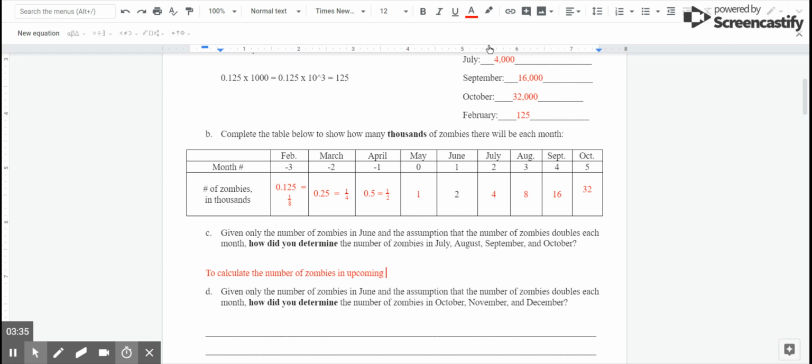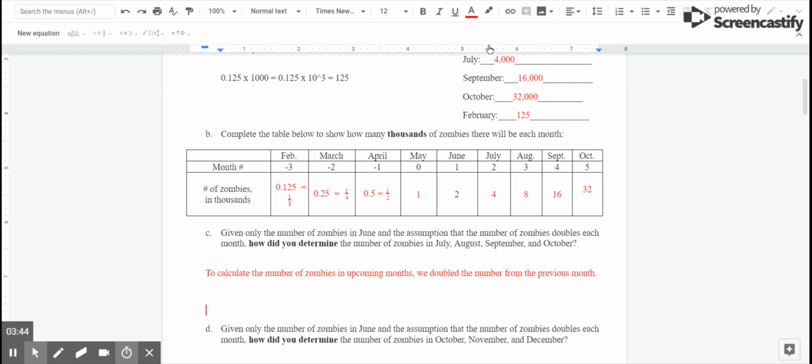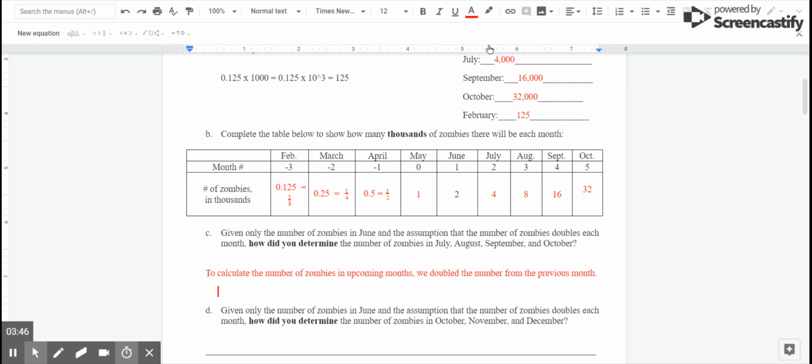Calculate the number of zombies in upcoming months. We doubled the number from the previous month. In other words, current month equals the previous month times 2.